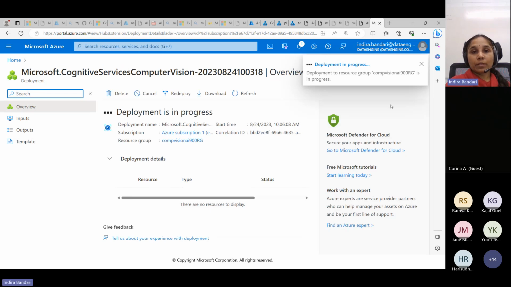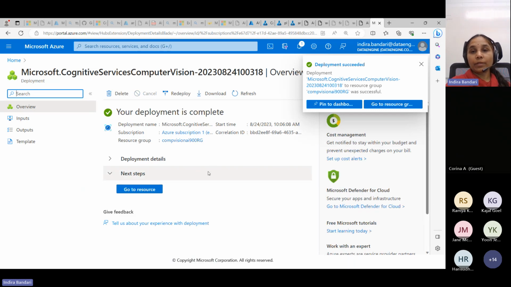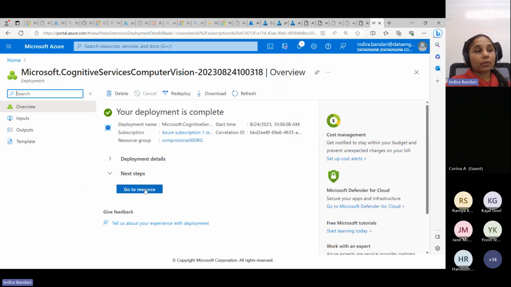Deployment is in progress. While that deployment, yeah, it's already deployed. Now I'll give maybe 1 minute for everyone else to deploy. By the way, who all are creating this computer vision? Can you just indicate something in the chat, please, so that I know some numbers.